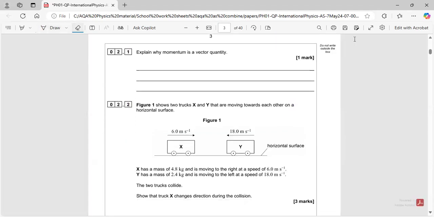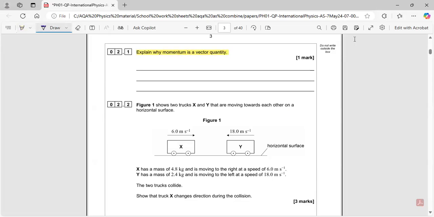Okay, moving forward to the next question, and this question is from forces. So this is from forces and momentum, particularly from momentum. They're asking why momentum is a vector quantity. It's only 1 mark. So remember, whenever there is only 1 mark, you just have to tell the reason, although they have written explain.